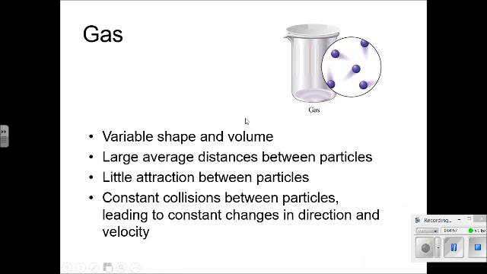And finally, we have a gas. And again, it has a variable shape and variable volume. It can change. There's a large distance between these atoms and particles. The way that we're going to think about gas particles in this course is that they're a bunch of bouncy balls bouncing off each other, not losing speed in what we call perfectly elastic collisions.